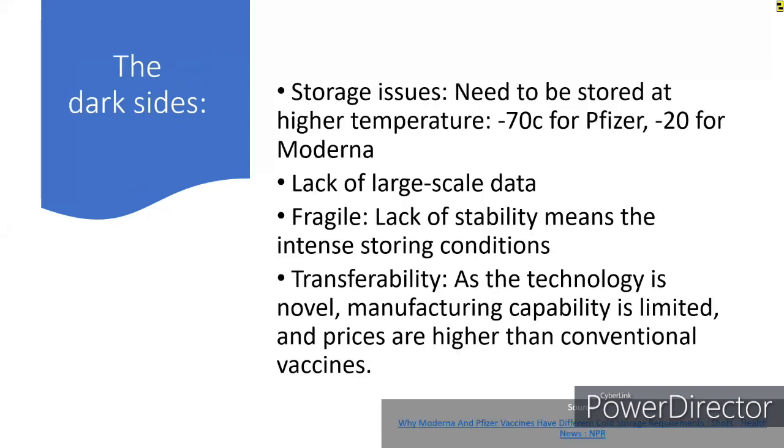Now, the negative side. The major problem compared to conventional vaccines is the instability of the mRNA vaccine. To stabilize the mRNA, lipid nanoparticles are used. However, very low temperatures are still needed for long-term preservation of the Pfizer vaccine.